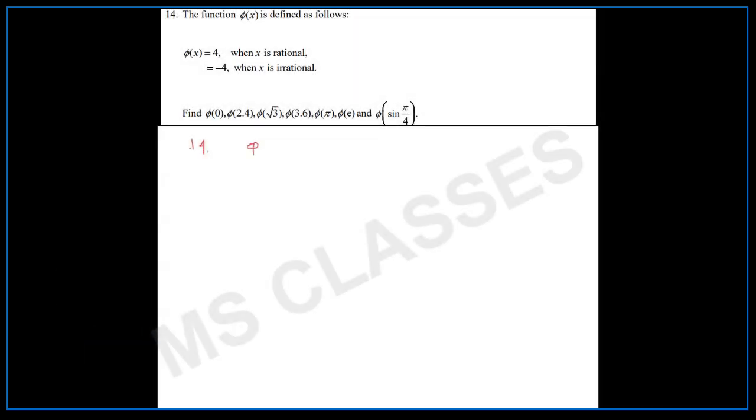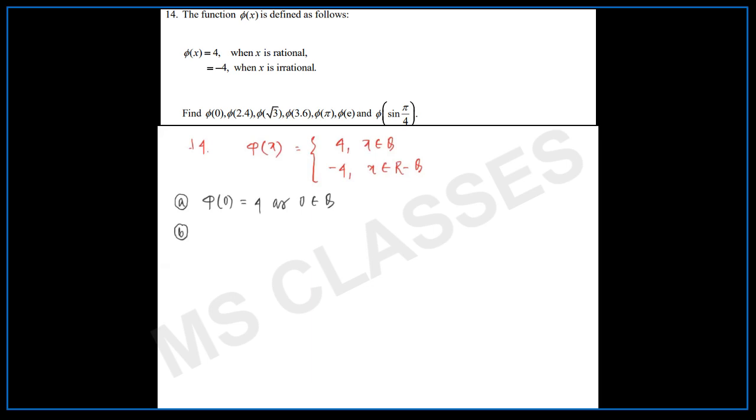Function phi of x is defined as 4 when x belongs to Q, minus 4 when x belongs to R minus Q. Now we have to find phi of 0. Phi of 0 equal to 4. Why 4? As 0 belongs to Q. Since 0 belongs to Q, according to the definition of the function, we can write phi of 0 equal to 4. Now, I just represent this as subpart A so that we can segregate the other subparts.